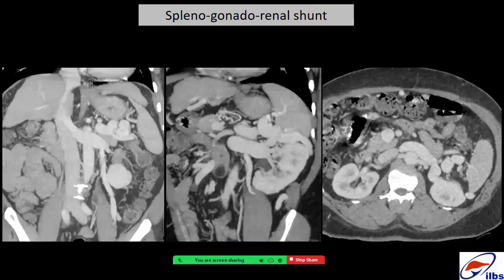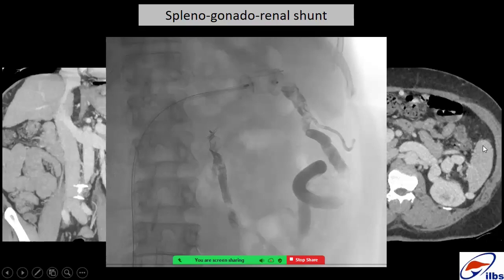Then you have a splenogonadorenal shunt. You can see this is the gonadal vein. If this is much dilated, this is how it is forming the shunt. And if you see, this is the gonadal and this is the splenorenal shunt. So you have to embolize both these shunts. One plug is here, the other plug is here, and you can see this is embolized over here.